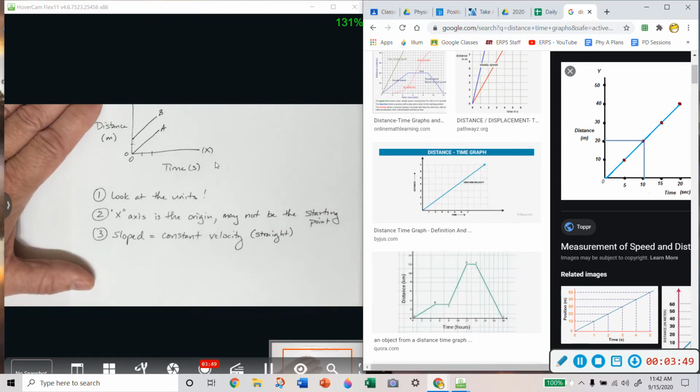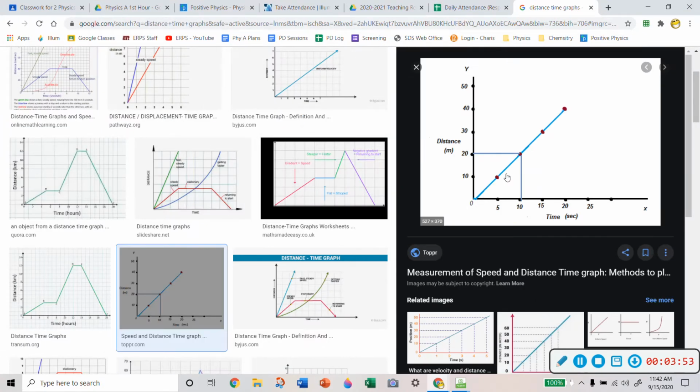So here we look at our graph. We have this graph right here. This object right here on the far right is moving at a constant speed. In 5 seconds it goes 10 meters, in 10 seconds it goes 20 meters. So at 15 it should be at 30, and there it is. And at 20 it should be at 40. So that's a constant speed. Each chunk of time is moving at a constant speed.